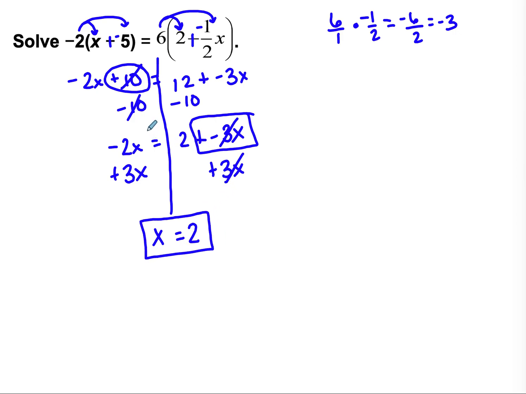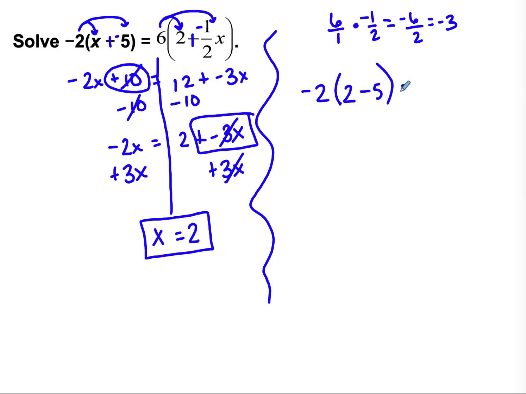They didn't say I had to check my work, but I'm going to go ahead and do it because usually they do ask for a check. I'm just going to do it over here on the other side. Negative 2 times, instead of x, I'm putting my 2. This was a minus 5 equals 6 times 2 minus 1/2 times x, which was 2. Since I have a parentheses in that parentheses, I'm just going to put a bracket around it.